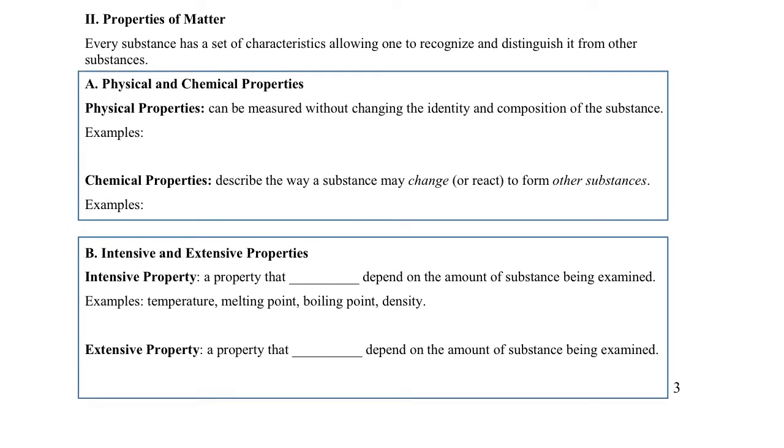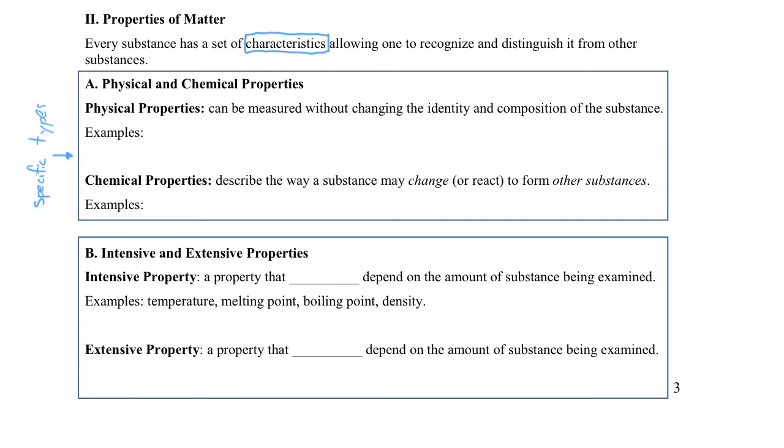In the first video in this series, we learned how matter can be classified according to its form or its composition. In this video, we're going to be learning about how matter can also be described by its properties. What do I mean by properties? Well, what I mean is every substance has a set of characteristics that we call properties that allow us to recognize it and distinguish it from other substances.